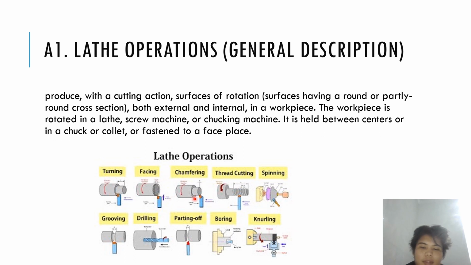And then we have chamfering, thread cutting, spinning, grooving, drilling, parting off, boring, and knurling. Knurling is where you make a diamond pattern on the body, and boring is where you put the tool in the hole and cut from the inside.